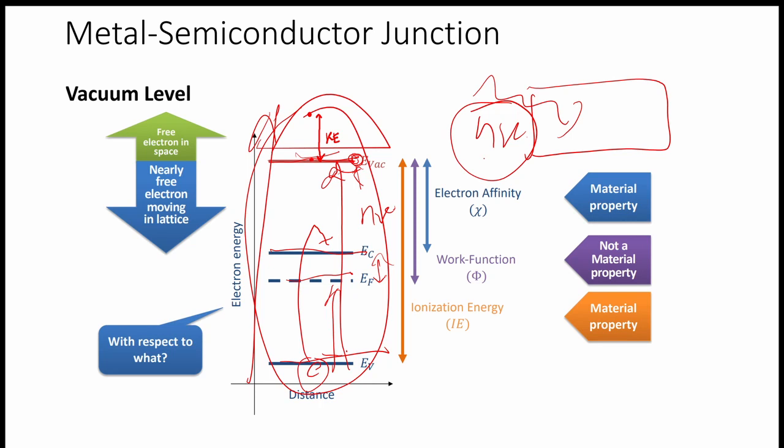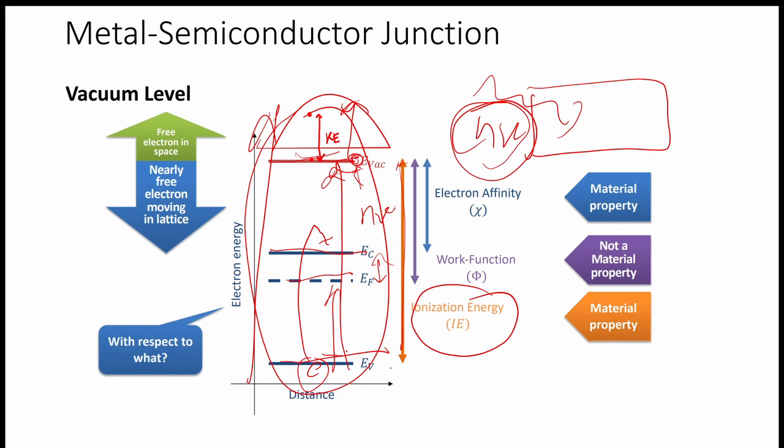If the h nu is much greater than this, which we call the ionization energy, if the energy that we give from outside is greater than the ionization energy, the electron will get knocked off, as well as get some kinetic energy. It will move freely above this vacuum level. It is completely free to move. It is not in a bound state with the semiconductor, not in the semiconductor anymore.